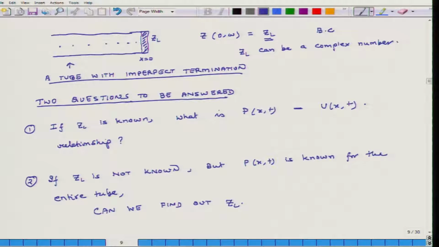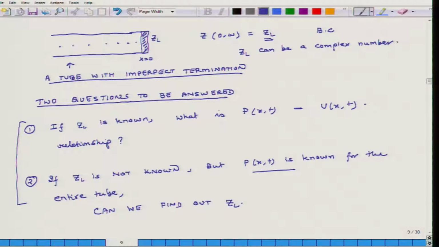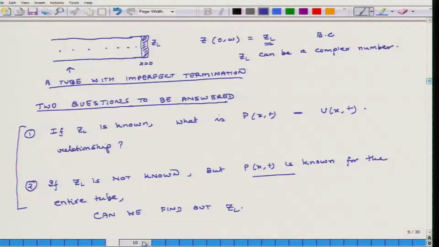So, I know the real portion of the complex pressure, then from that I can figure out what is the imaginary portion. Okay. So, if P(x,t) is known, and we can know P(x,t) by using a microphone, then from that data can we figure out what ZL is? This is the second thing. So, these are the two questions which we will address. In the first question we know ZL, and then using that information we want to develop a relationship between pressure and velocity. Okay. In the second case we do not know ZL, but we know pressure, and from that understanding we want to figure out ZL. Okay. So, these are the two situations.